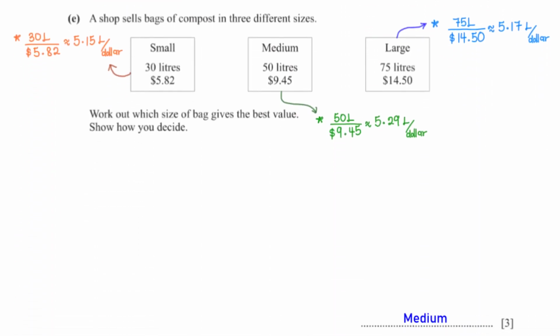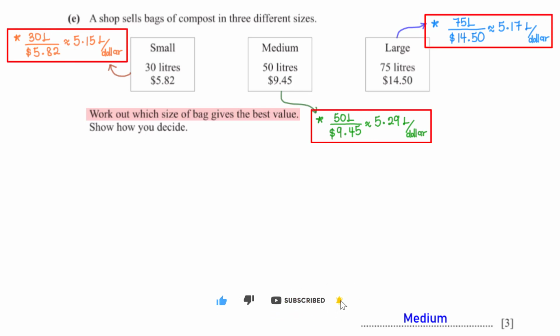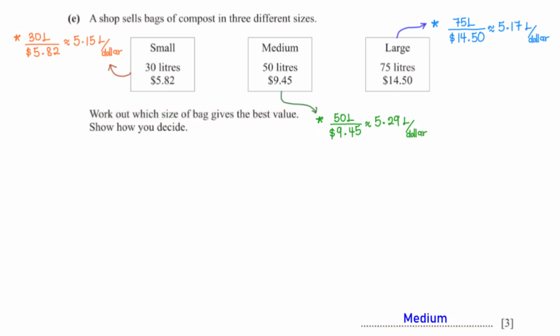A shop sells bags of compost in 3 different sizes. Work out which size of bag gives the best value. Show how you decide. First, we divide the amount of compost in each bag by the cost of the bag. From our results, we see that the medium bag has the highest amount of compost for every dollar. So this gives us the best value.